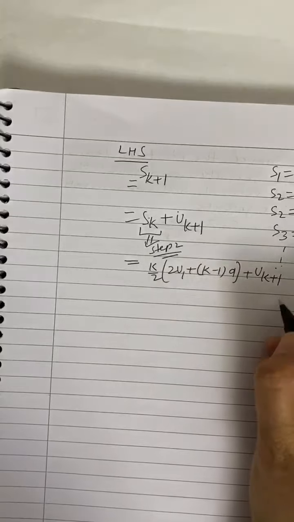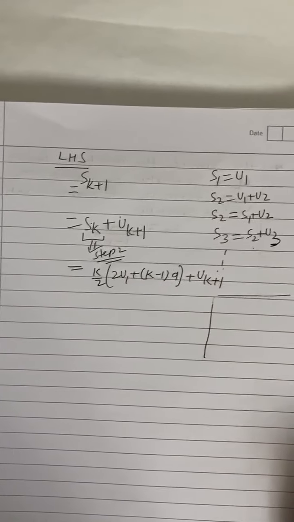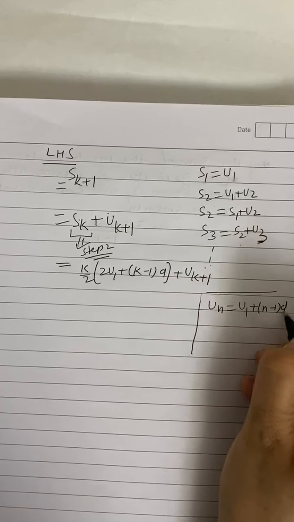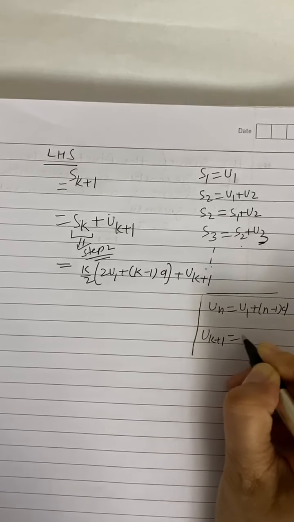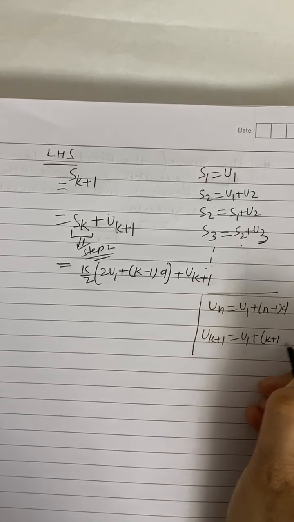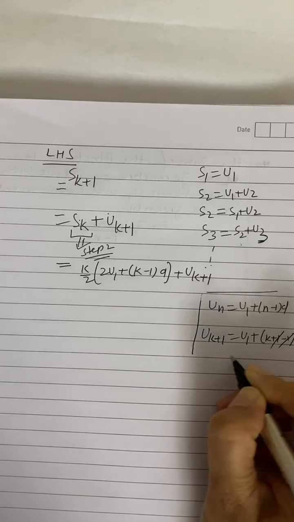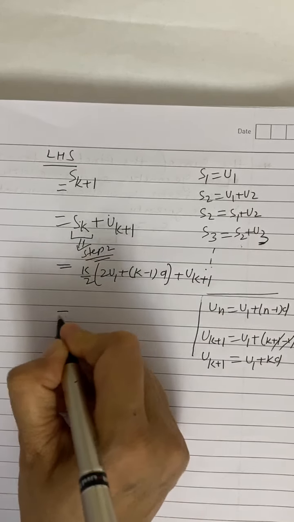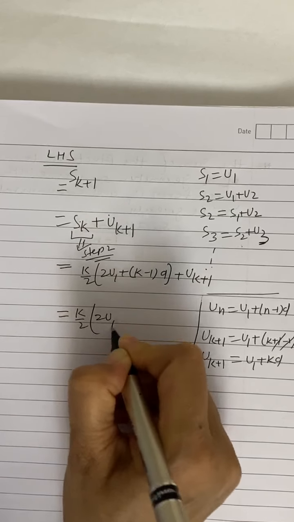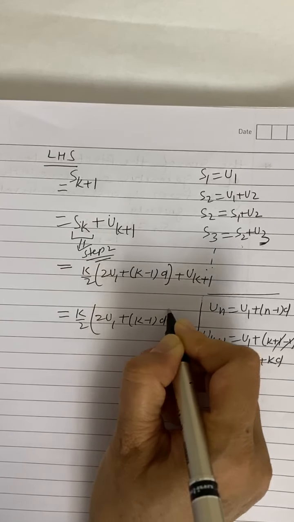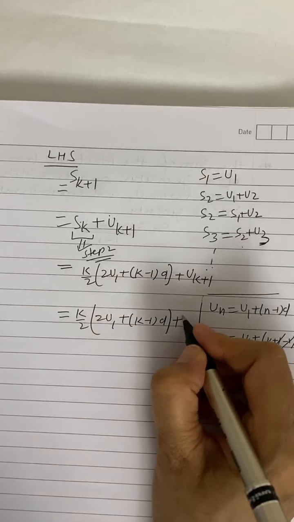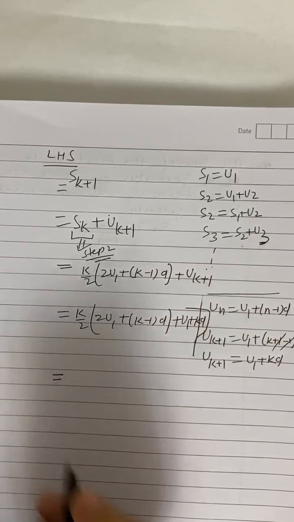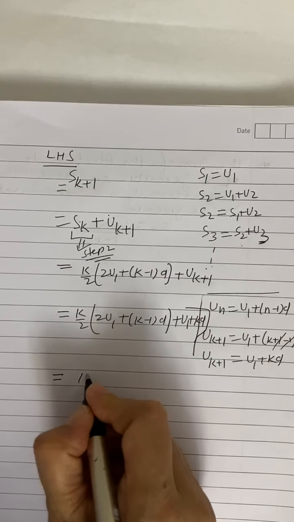We already know that un is equal to u1 plus (n minus 1) d, which means u(k+1) is going to be u1 plus (k plus 1 minus 1) d. The 1 and 1 get cancelled, so u1 plus kd is u(k+1). I'm going to replace that as well. So k over 2 times (2u1 plus (k minus 1) d), and then plus u1 plus kd. This is what I will get, replacing everything. Now I'm going to simplify. So this becomes ku1.